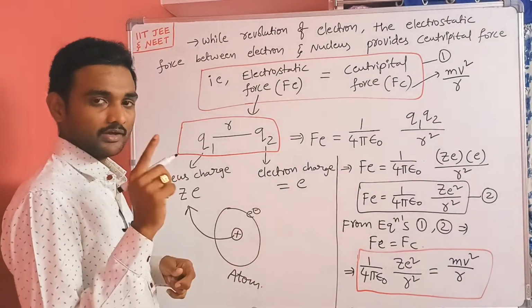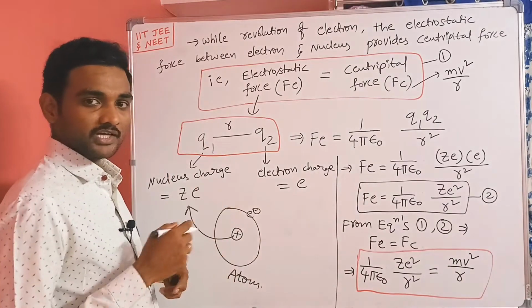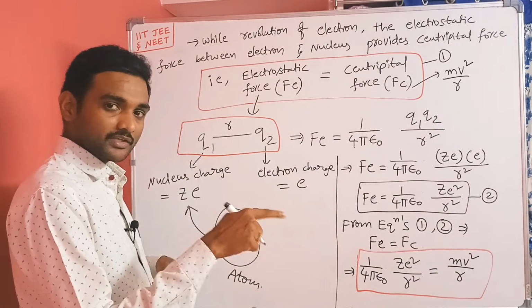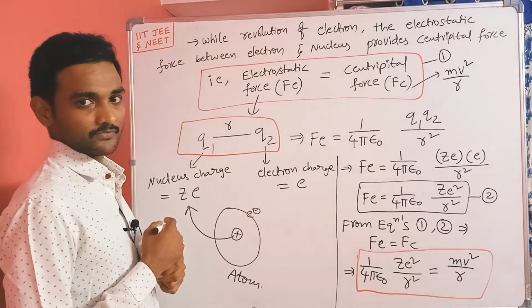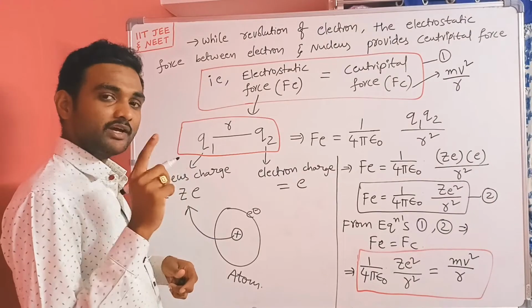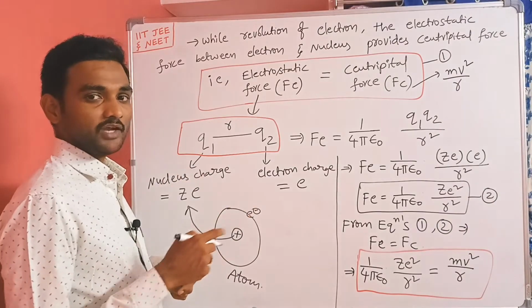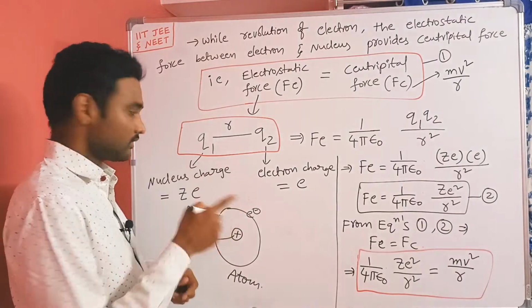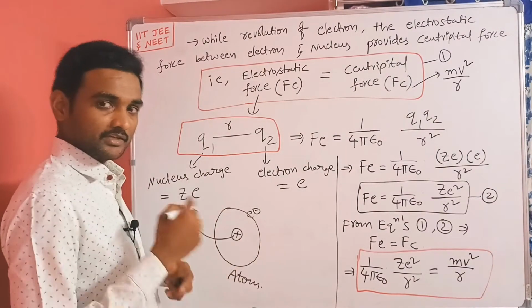For example, for the hydrogen atom, what is the nuclear charge? Number of protons into proton charge. It means Z into E. Here what is the Z value of hydrogen? It means atomic number of hydrogen, 1. 1 into proton charge E.